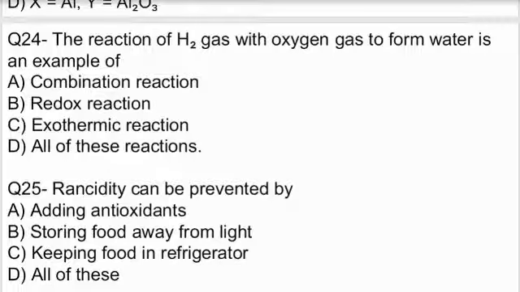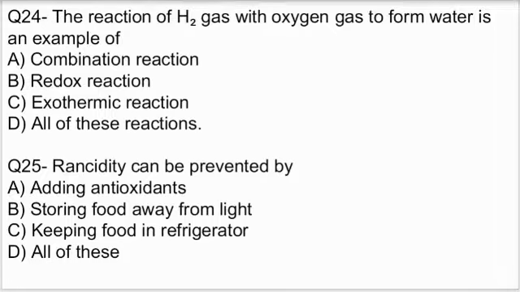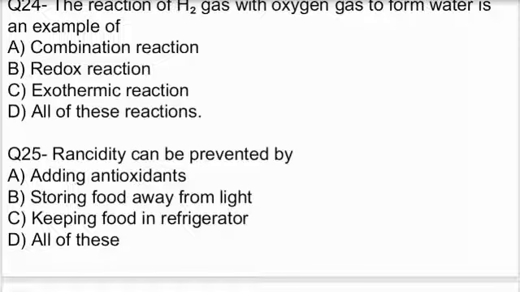The next question. The reaction of H2 gas with oxygen gas to form water is an example of. Options are combination reaction, redox reaction, exothermic reaction, all of these reactions. The correct option is A, combination reaction. Next question. Rancidity can be prevented by. Options are adding antioxidants, storing food away from light, keeping food in refrigerator, and the D option is all of this. The correct answer is D, all of this.